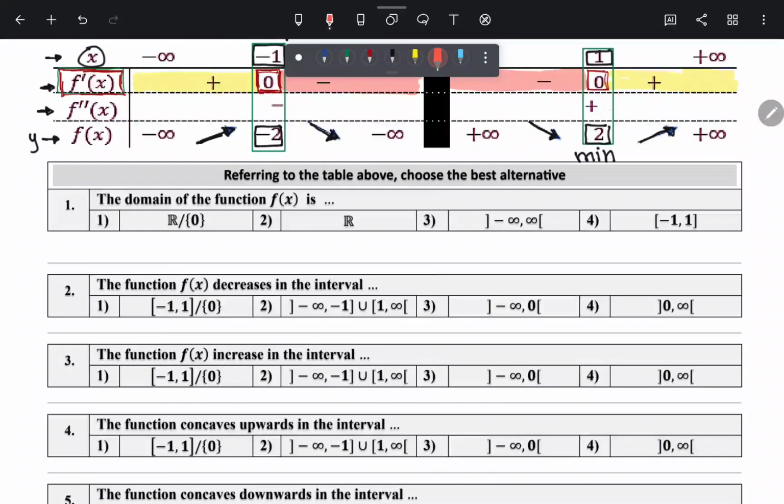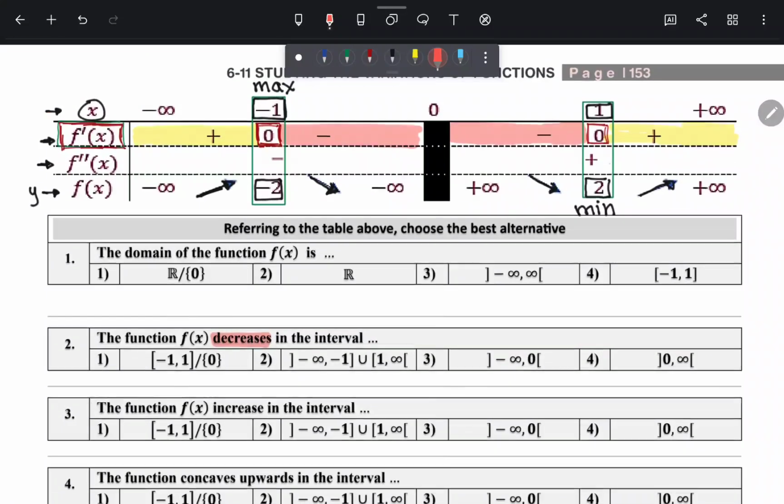For example, this question here says that the function f of x decreases. I go to the graph to see where it decreases. Well, decrease means goes down, right? Where does it go down? It goes down from here, do you see? Up to here. Right? Meaning it goes down from -1 up to 0, and also from 0 to 1. Also, we say union, from 0 to 1.